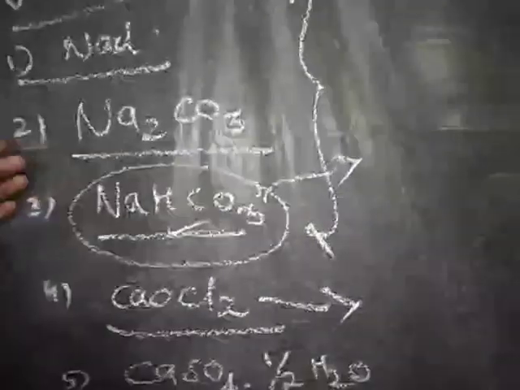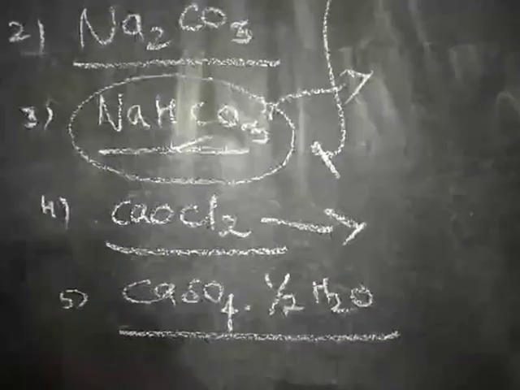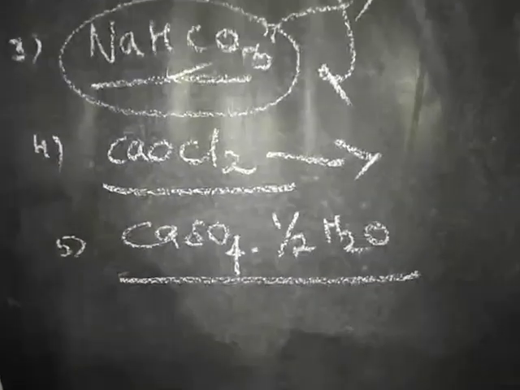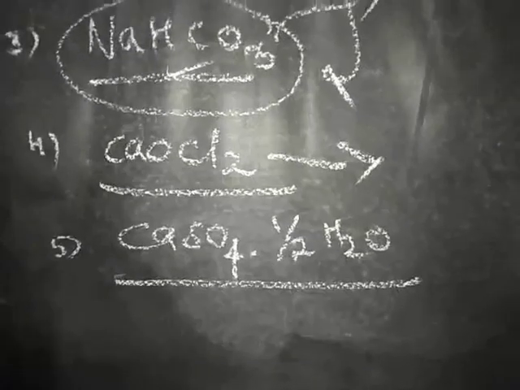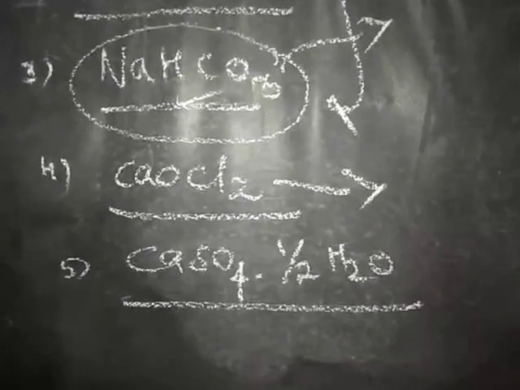So five types of salts are given: sodium chloride, sodium carbonate, sodium bicarbonate, calcium oxychloride, calcium sulfate hemihydrate. So that's all. The lesson on acids, bases and salts is over.